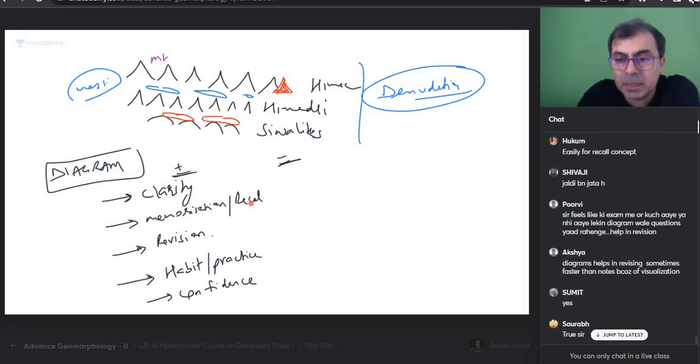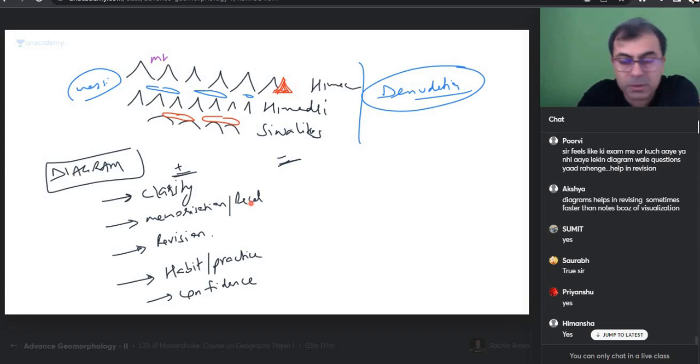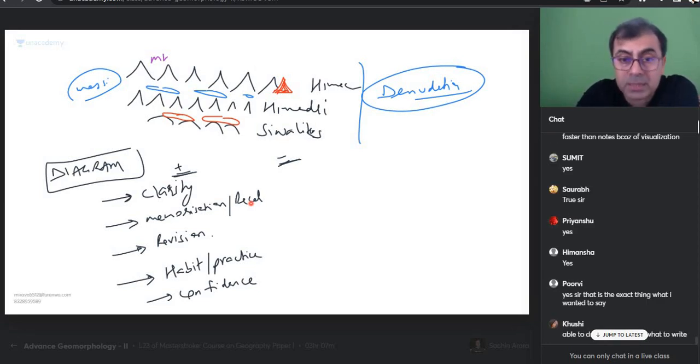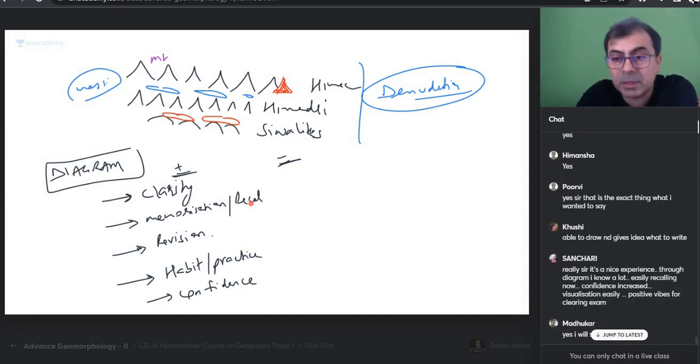Akshay saying diagrams help in revising sometimes faster than notes. Perfectly okay. Okay. So you are gaining confidence. Anyone else? Anyone else? Someone who was not doing that started doing it from the last exercise. If you feel that yes, this has happened for me. Okay. Purvi also feels that I also wanted to say the same thing. Perfectly okay. Able to draw and gives idea what to write. Okay. Khushi, Purvi, both of them feel that is happening.